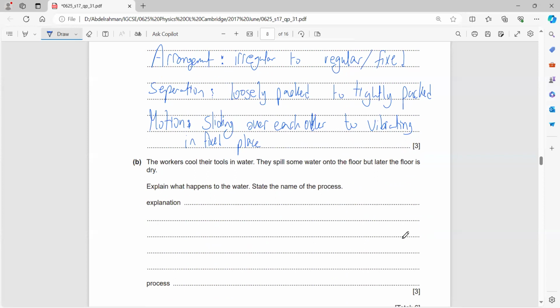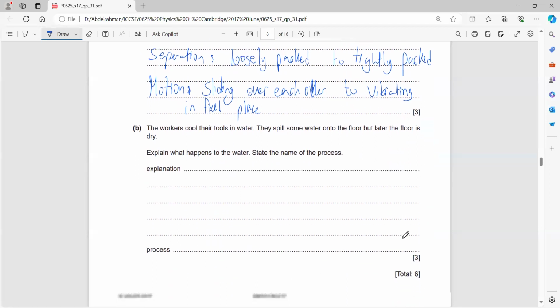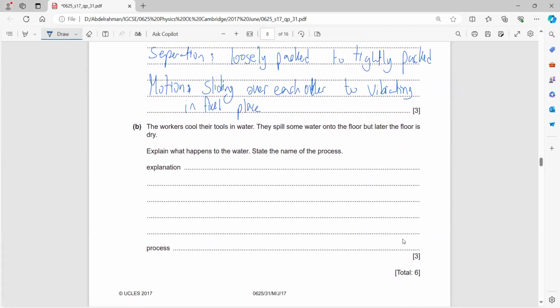Some water is spilled on the floor. What happens to the water? It becomes dry. What is this process called? We know this process is called evaporation. What happens in evaporation? You have to say the most energetic molecules escape from where? From the surface.